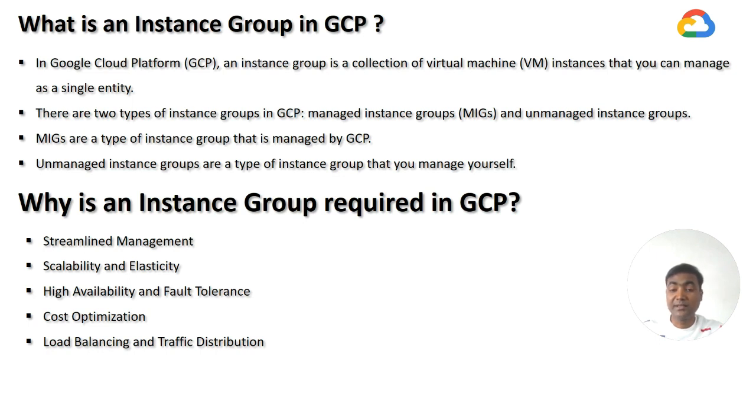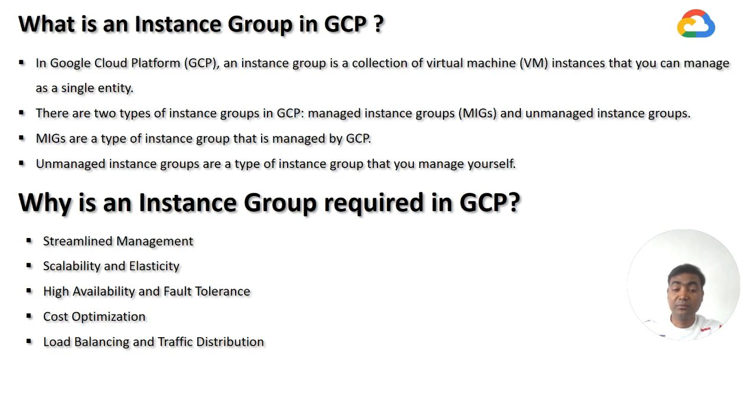Scalability and elasticity. Guys, instance groups enable you to scale your infrastructure up or down based on your demand or workload changes. You can define auto-scaling policies that automatically add or remove VMs from the group based on metrics like CPU utilization or traffic volume. This scalability ensures that your applications always have the resources they need without incurring unnecessary costs during a period of low demand. High availability and fault tolerance.